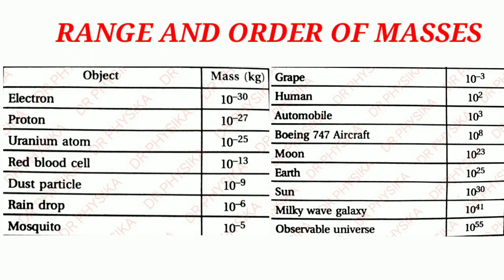Now the next topic is range and order of masses. Look at this table. The maximum mass, the observable universe, is equal to 10 raised to 55 kilogram. And the minimum mass, the mass of an electron, is equal to 10 raised to minus 30 kilogram.